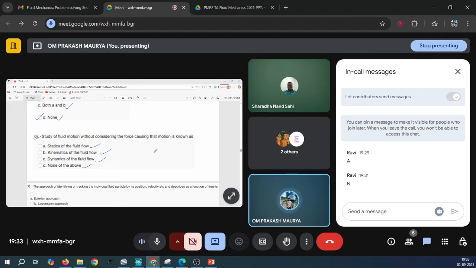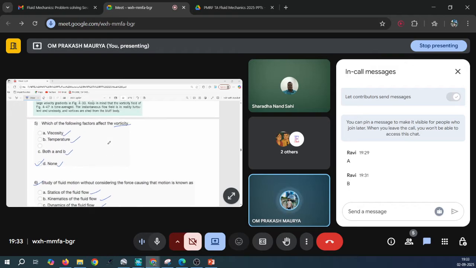Okay, so let me just discuss. For the previous question, question number 5, the correct answer was about the viscosity. So I think Ravi was correct on the previous question: which of the following factors affect the vorticity?